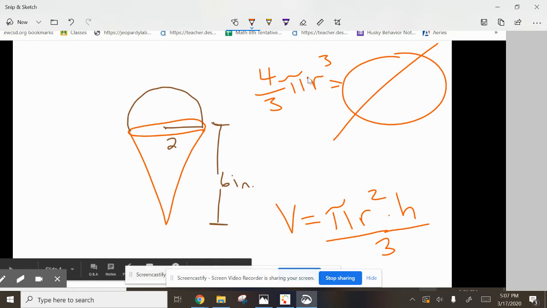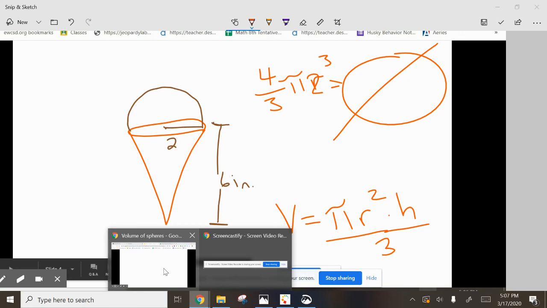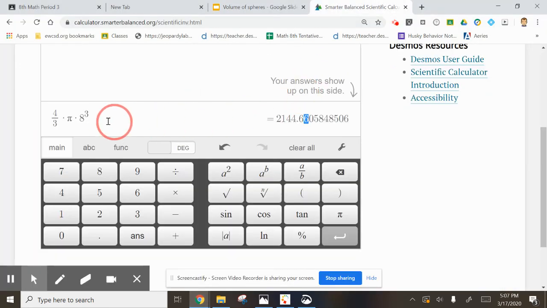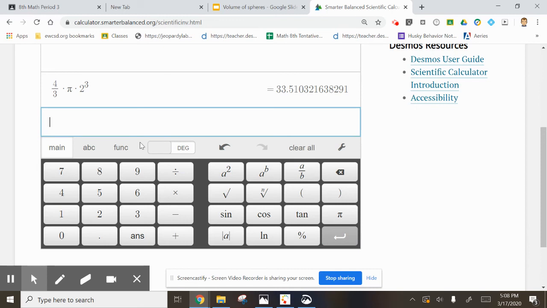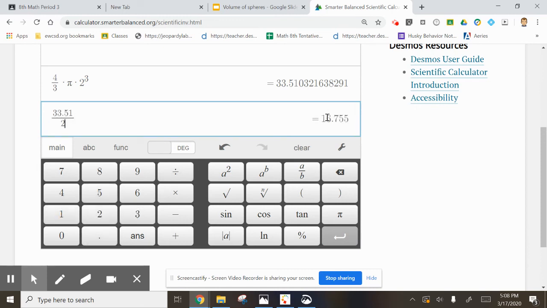So that's going to be 2 that goes here. So let's go ahead and handle that right now and get our answer. So if we did that, this is going to be 2. And then we get this answer, 33.51. I'm going to go ahead and do 33.51 divided by 2. And then I get 16.75. That's important. That's going to be part of our answer.